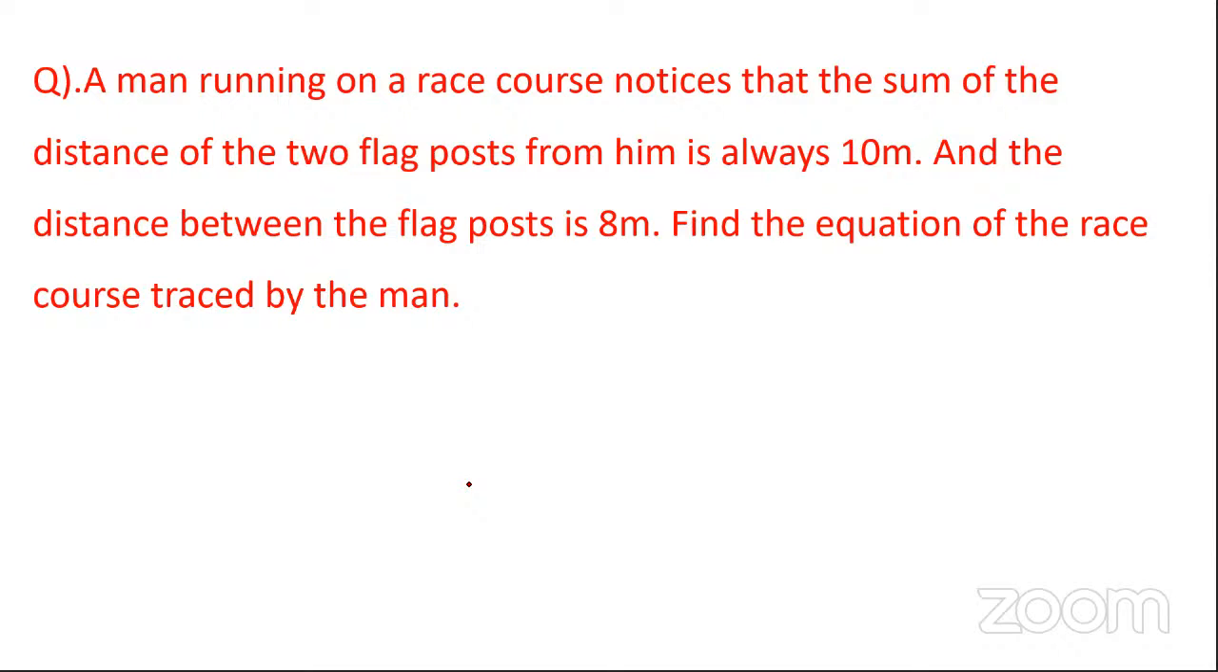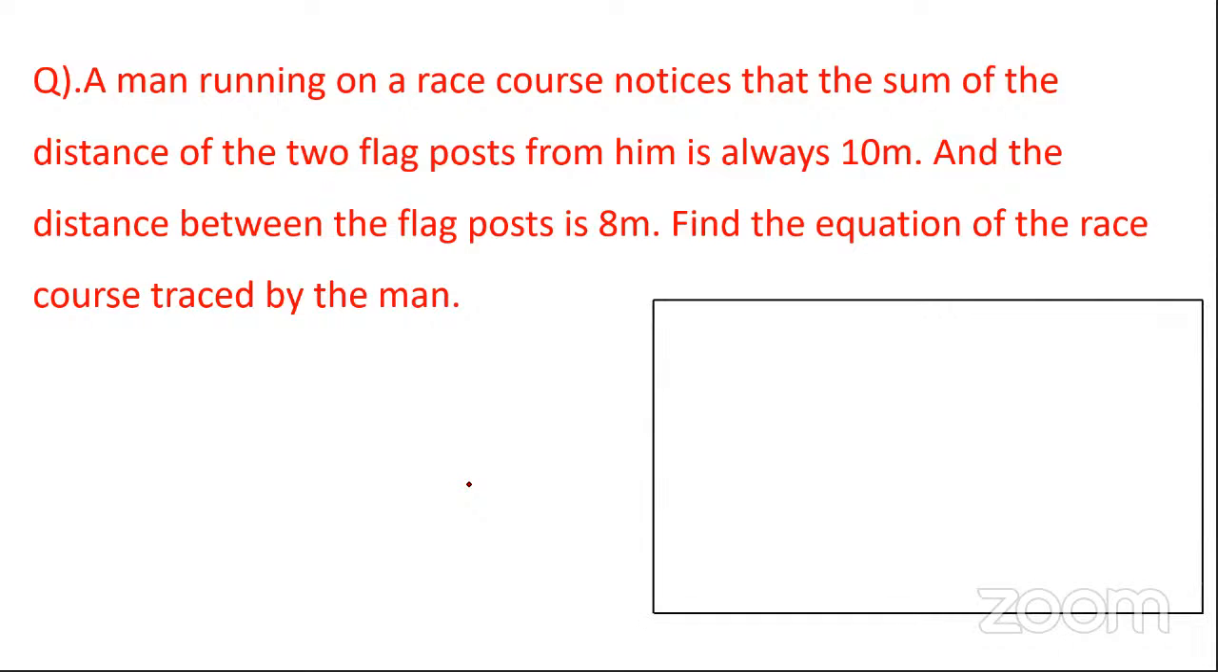So he is participating in a race course, and the sum of the distances from the two flags to him is always 10 meters, and the distance between the flags is 8 meters. That is the question, and we have to find the equation of the race course traced by the man. Just see the figure as follows.